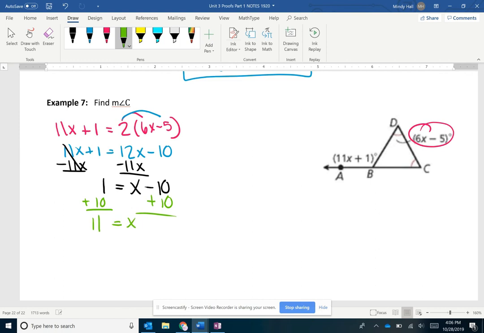So then if I want the measure of angle C, I'm going to plug into 6 times x minus 5, or 6 times 11 minus 5. That would give us 66 minus 5, which would then equal 61 degrees for the measure of angle C.